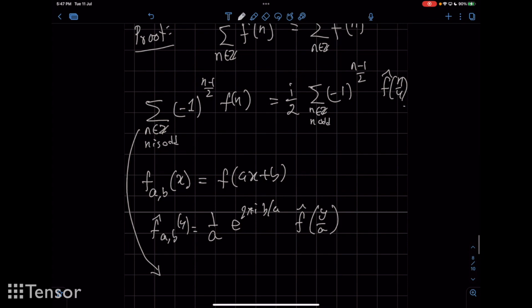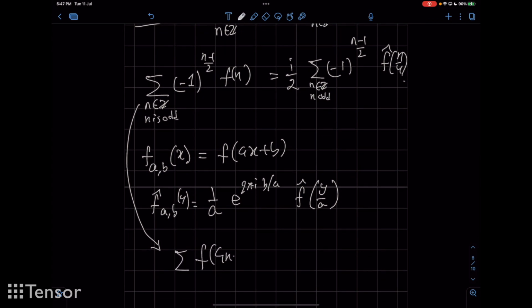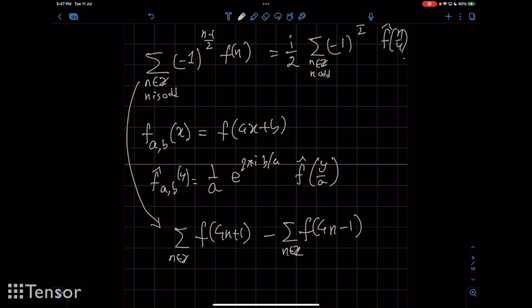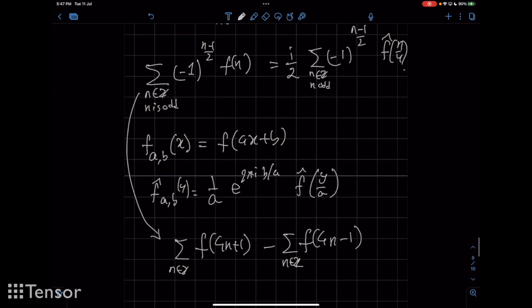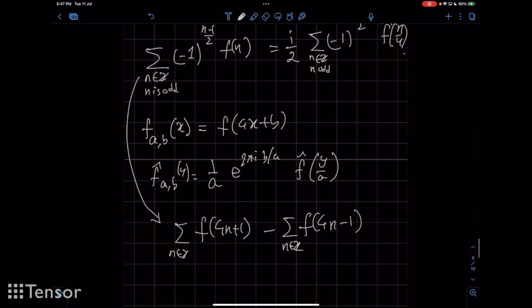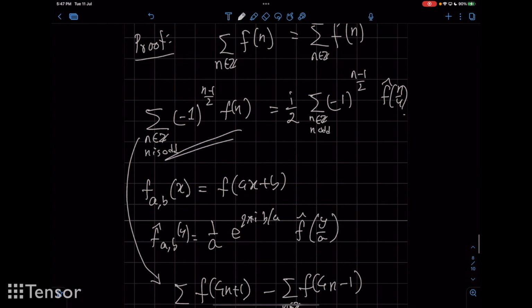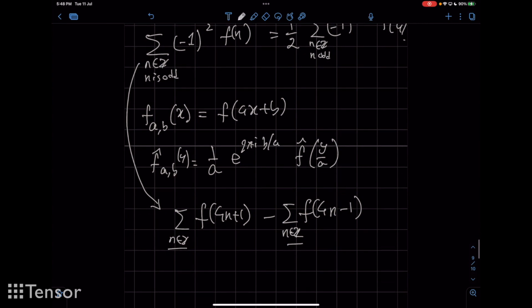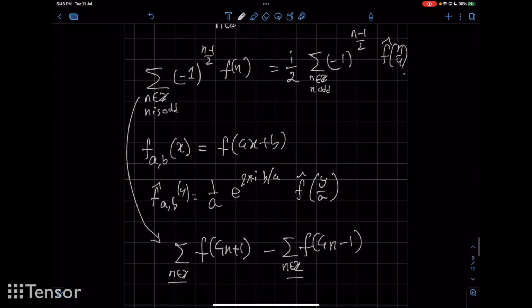Then the sum on the left hand side is the sum of f of 4n plus 1 minus the sum of f of 4n minus 1, and in these two sums, n runs over the integers. In the original sum n is odd, and an odd number is either 1 mod 4 or -1 mod 4, so I just wrote those two cases separately. Then you can use the Poisson summation formula on these two sums and get this one.